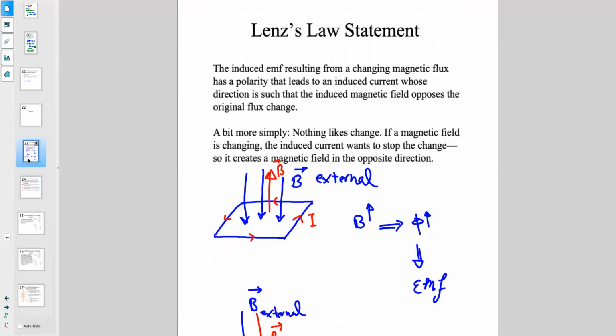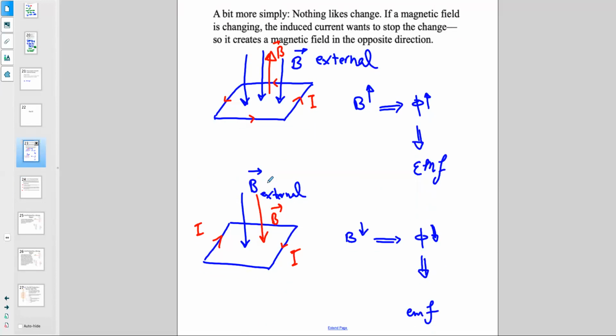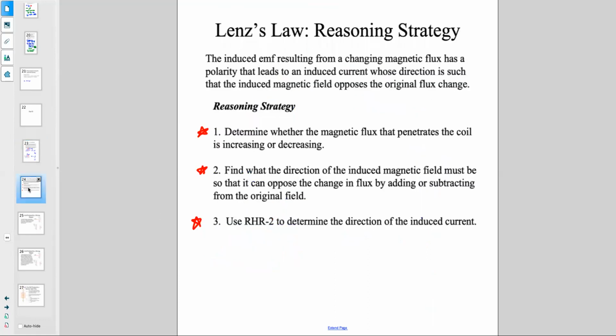For example, here the flux was increasing, so I put the magnetic field in the opposite direction to oppose that increasing flux. And in the second example, the flux was decreasing, so I put the B field in the direction to oppose that decreasing flux, so they should be in the same direction. And three, use the right-hand rule to determine the direction of the induced current. And that's what we did.